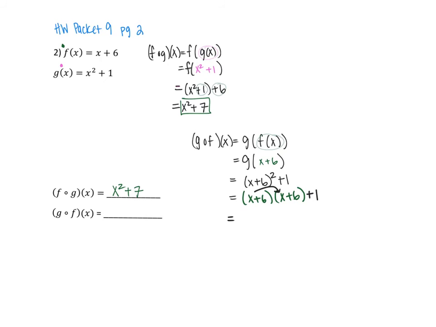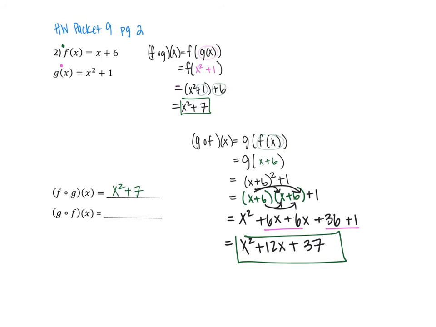So I'm going to do x times x gives me x squared. X times 6 gives me a positive 6x. 6 times x gives me a 6x. And 6 times 6 gives me 36. And I'm going to drop down the 1. So when I add like terms, these two combine, and then these two combine. So that's going to give me x squared plus 12x plus 36 plus 1 gives me 37. So it looks like this is my final answer. x squared plus 12x plus 37.